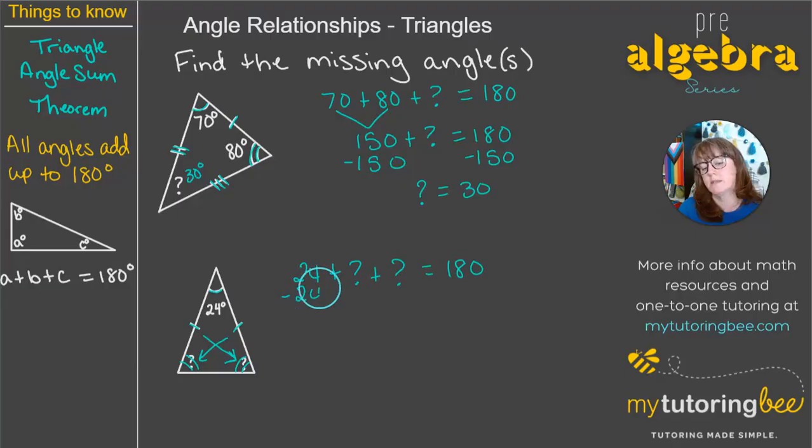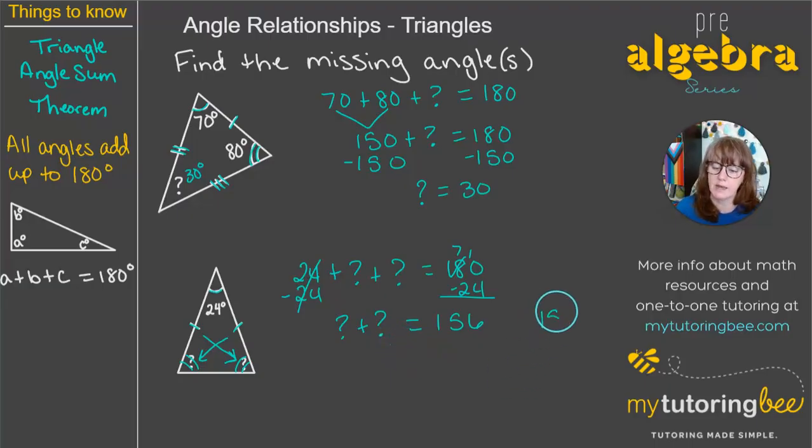Well, if we subtract that 24 from both sides of our equation, we've got question mark plus question mark equals. Now we might see these as variables. You might see these as x or y or any other variable. I'm just using question marks just to indicate that this is a measurement or a number that we don't know yet. And then let's go ahead and solve this one. So we've got 156. So that 156 degrees has to be split equally between these 2 angles.